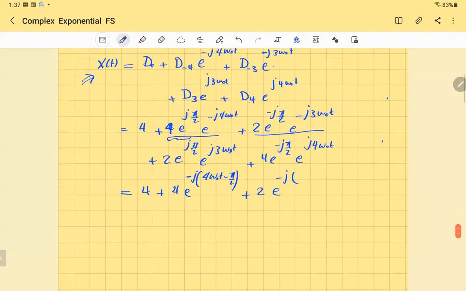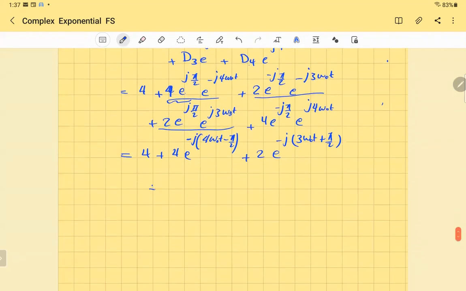Okay. Now look for this term. You got minus j as common factor. What's left? 3 omega naught t. And you have minus j, so it will be plus pi over 2. Let's look at this term that we have. That's 2 e power j or minus j. So you take j, bracket 3 omega naught t, and this one j pi over 2. So plus pi over 2.